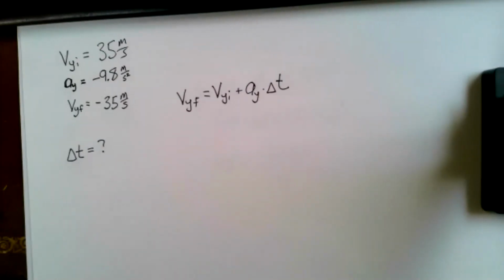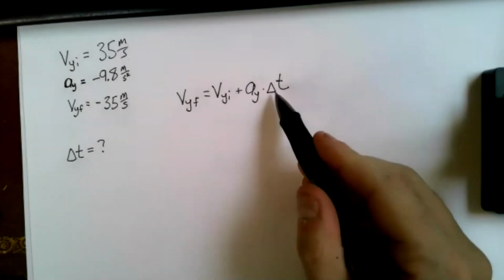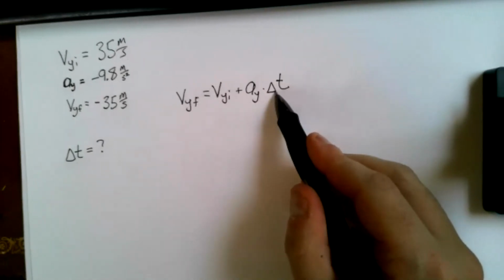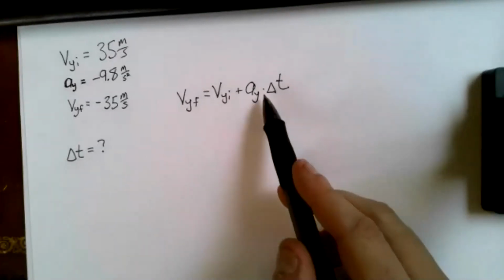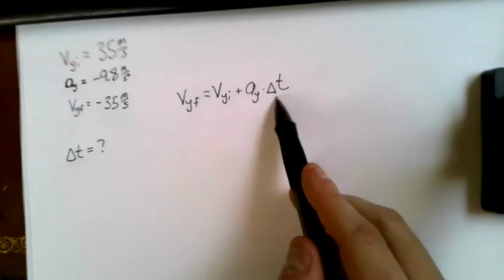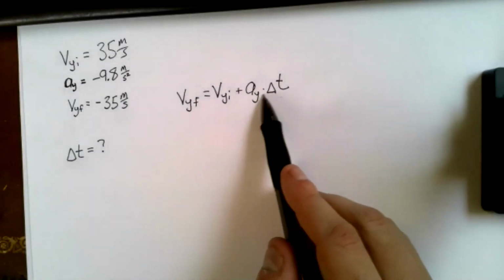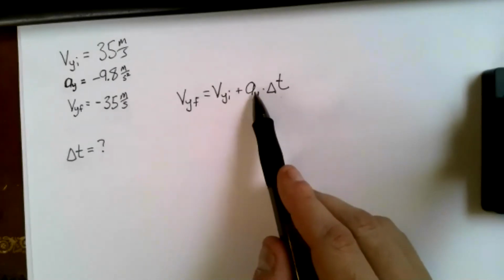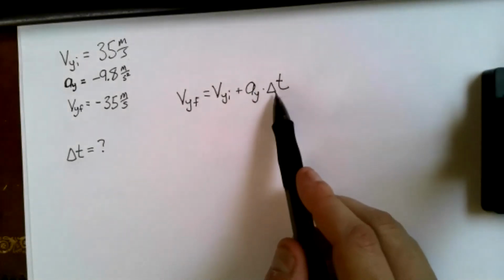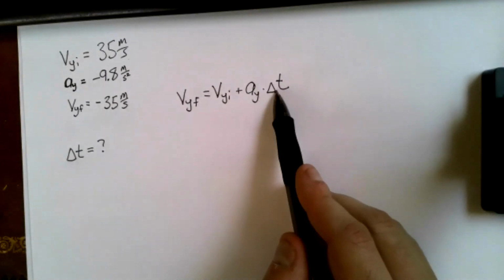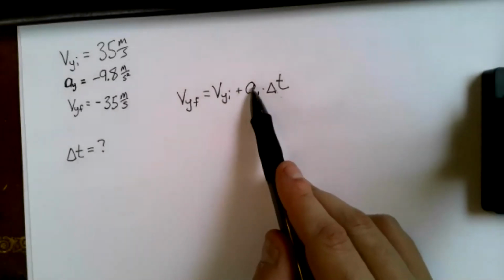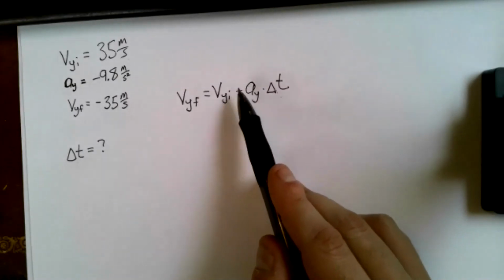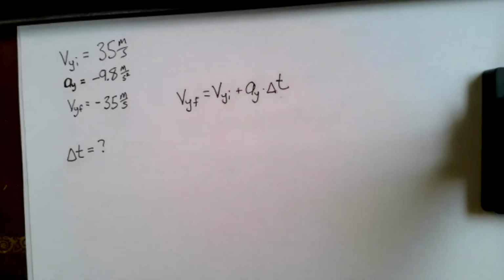So we do have to do some rearranging today, right? If we want to get time by itself, it looks like we'll need to take two steps to get this rearranged. Remember, the first thing we want to do is get the term of the equation that has our unknown in it by itself, right? So we want to get the AY times delta T piece by itself. To do that, we need to get rid of the VYI piece, and that's being added on to this term. So what should I do as my first step to get rid of the VYI?